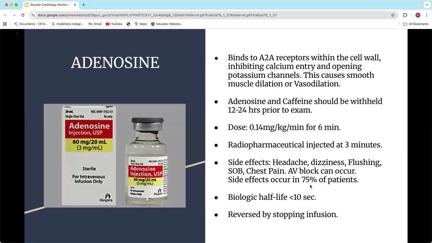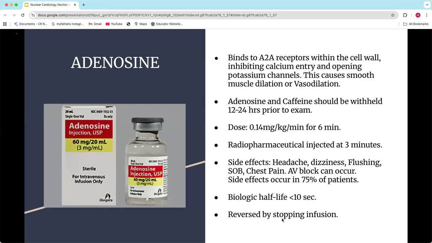The biological half-life of it is less than 10 seconds. And what that means is that if we get a patient and we start noticing some significant chest pain or AV block occurring or whatever happening, then the easiest way to reverse adenosine is just to stop the injection, right? Turn off your pump. And because its half-life is less than 10 seconds, it goes out of their system quick and they can start feeling better pretty quickly, okay? So that's what I have here.